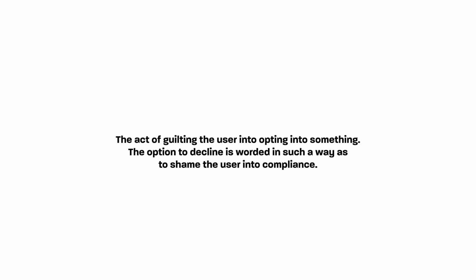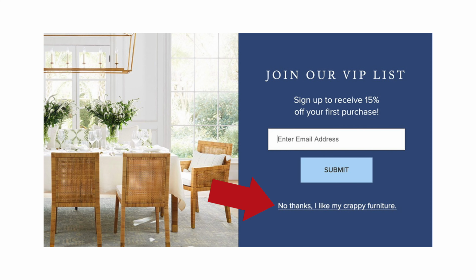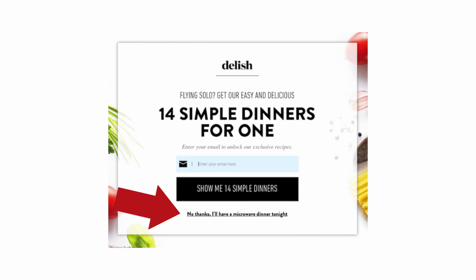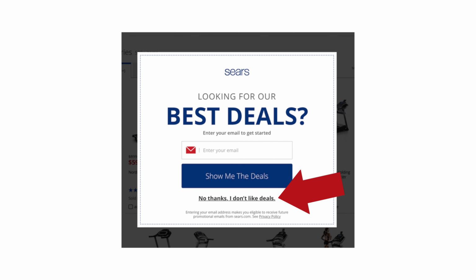The option to decline is worded in such a way to shame the user into compliance. No thanks, I like my crappy furniture, seriously. I'll have microwave dinner tonight. Jeez. No thanks, I don't like deals. Yeah, I'm a stupid person.